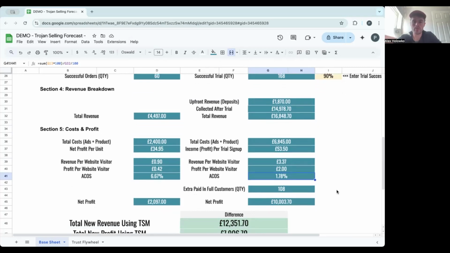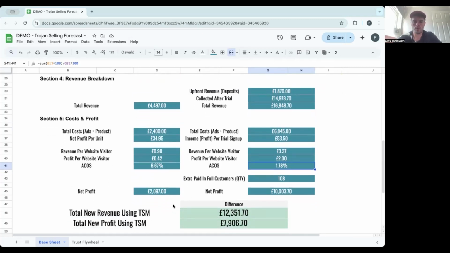But what's really, really cool, right? Even with the trial drop off, you would have a total new revenue of £12,351, but new profit of just shy of £8,000 from the same traffic and the same ad spend. Guys, if that is not unbelievable, I don't know what is. As Alex says, it's pretty good.